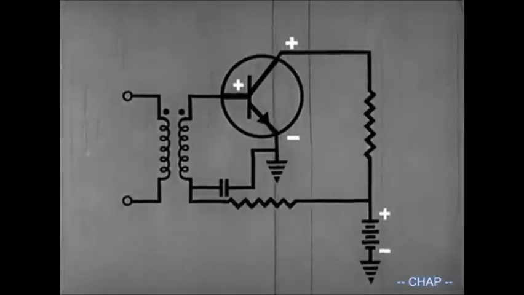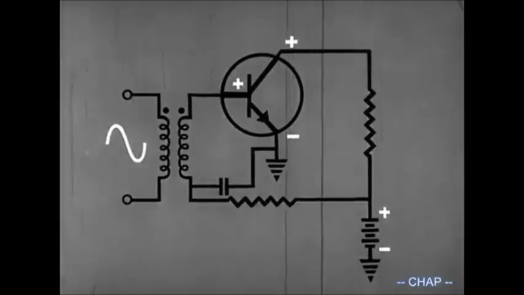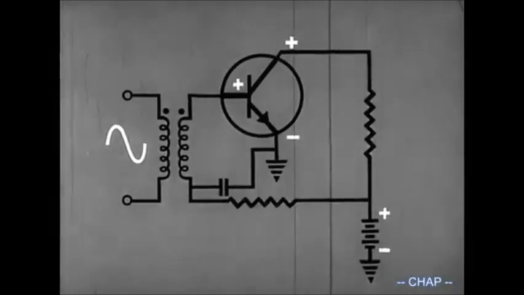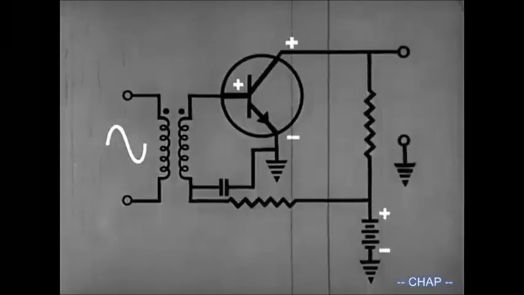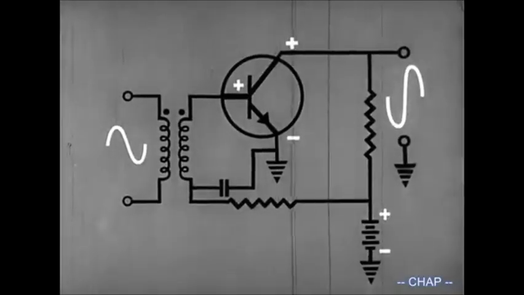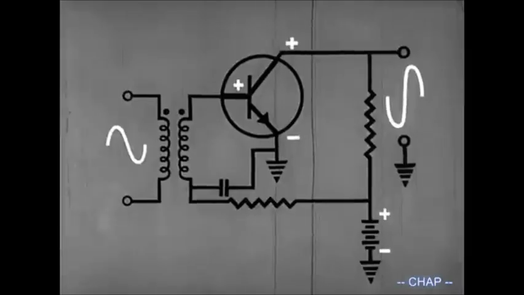An input signal is applied to the transformer primary. Between collector and ground, the output signal is present, 180 degrees out of phase with the input.